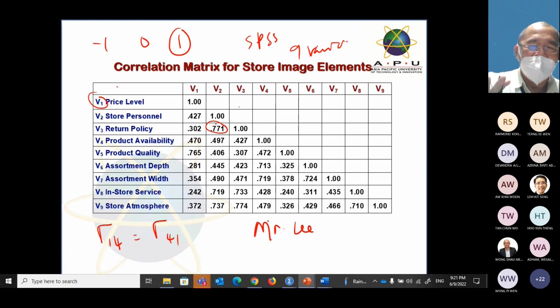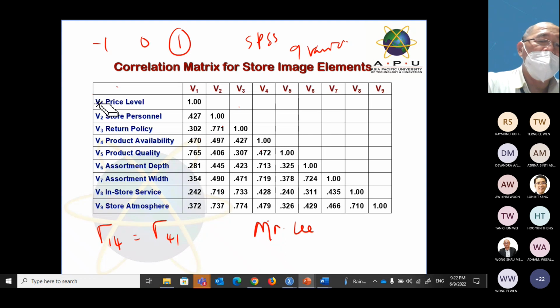Another question: someone asked what the threshold is. It depends on the article. Some say 0.7, some say 0.6, so in general you can use 0.6 or 0.7. Obviously I try to use numbers that are very different, for example 0.771 and 0.281. So this one is quite strong, and this one is quite weak.